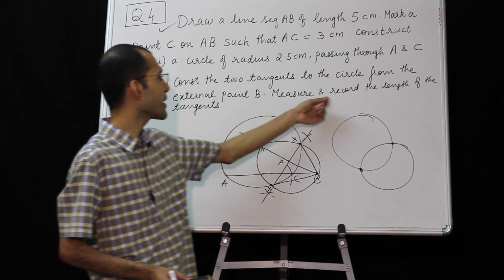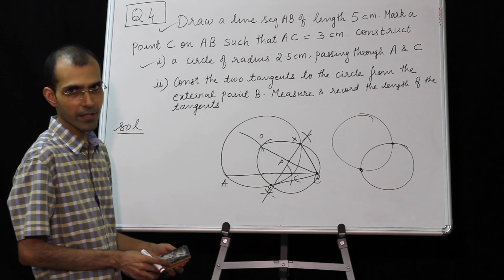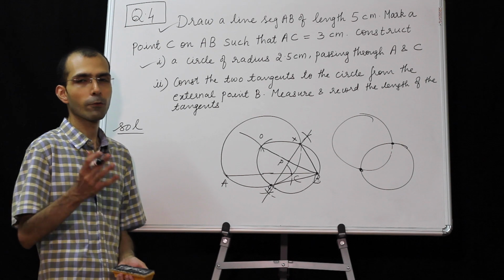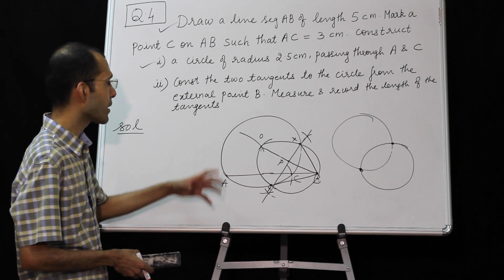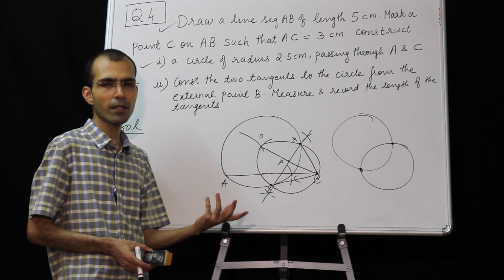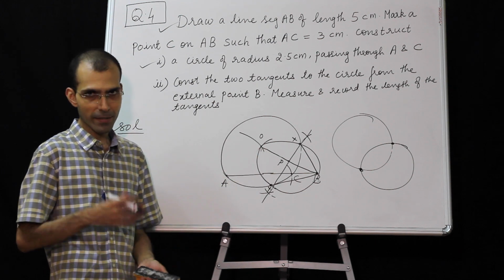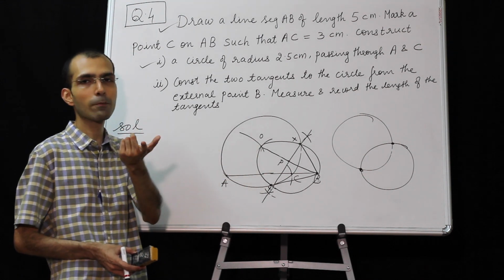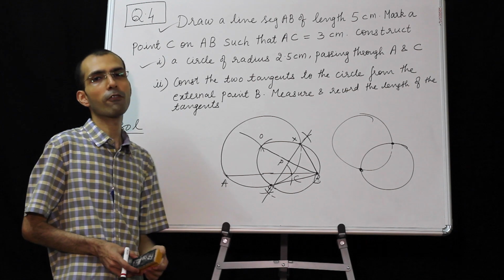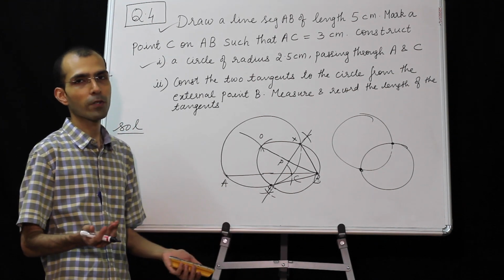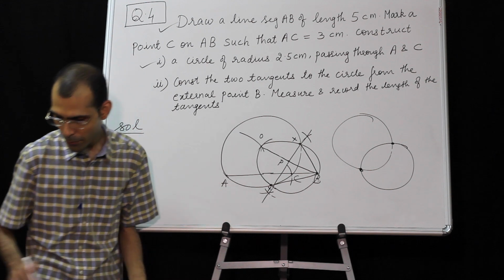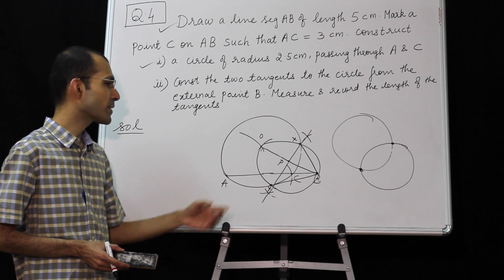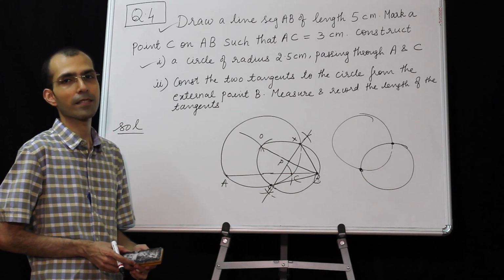Finally, the question says measure and record the length of the tangents. Now, as we know, tangents drawn from an external point to a circle would be equal in length. But because this is construction, when you actually measure, either they will turn out to be equal, that's best, I mean they have to be. But if there is some error in your construction, your hand has slightly moved, there could be a difference of 1 millimeter between the two tangents. No problem in that. So I suppose the length of the tangents is working out to be 3.2 centimeters.